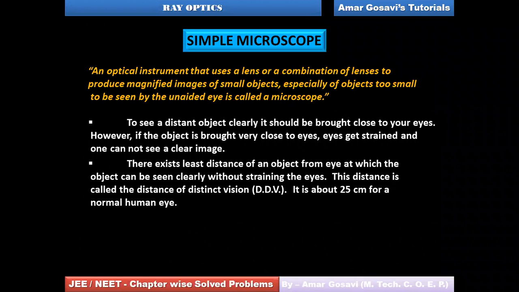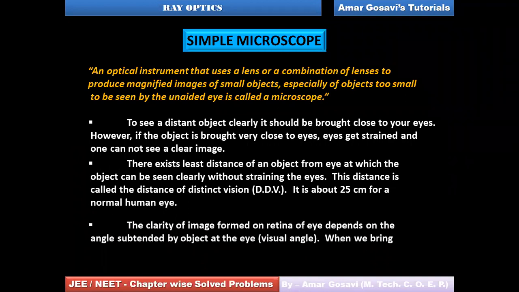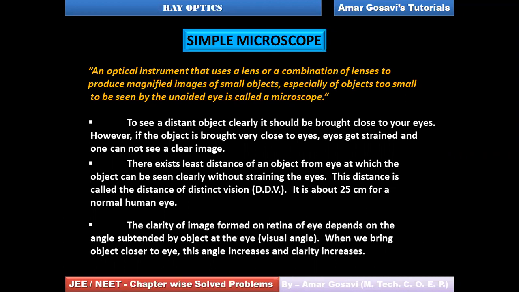So what is distance of distinct vision? The first thing to understand is the clarity of image. On what factor would this clarity of image depend? The image is formed on the retina of the eye, and it will depend on the angle subtended by the object at the eye. We call such angle the visual angle.